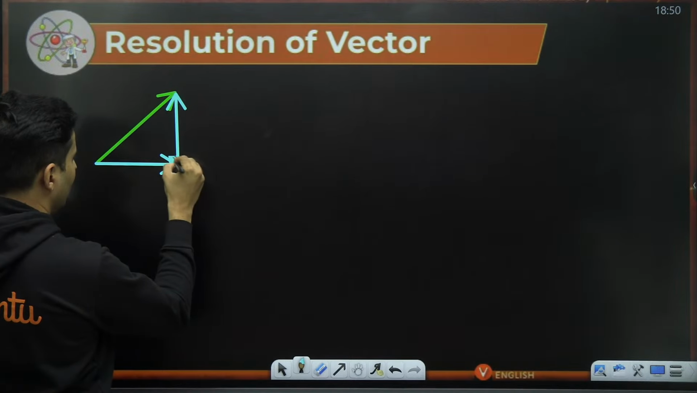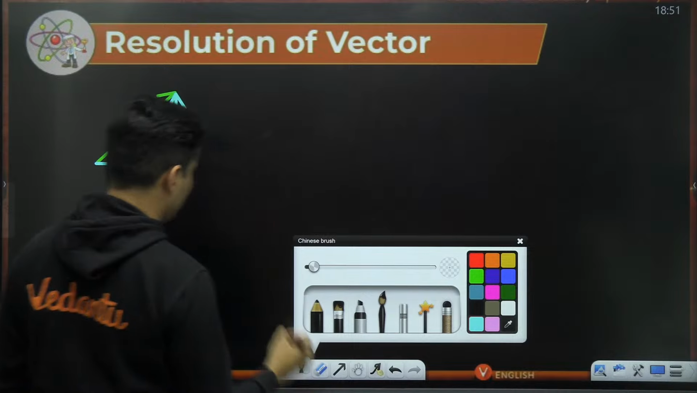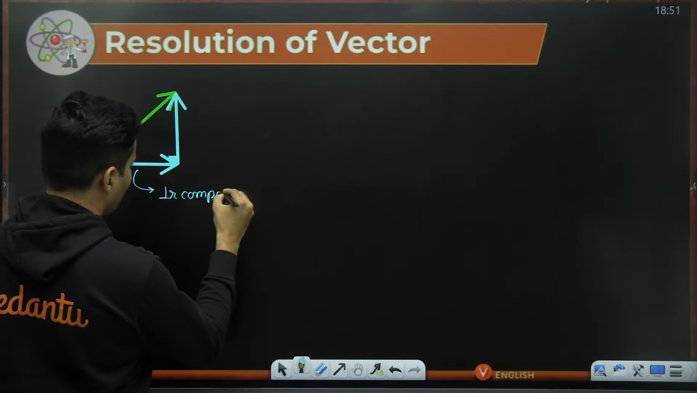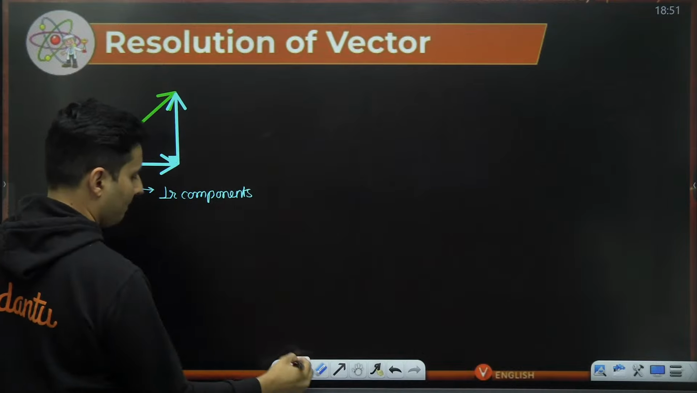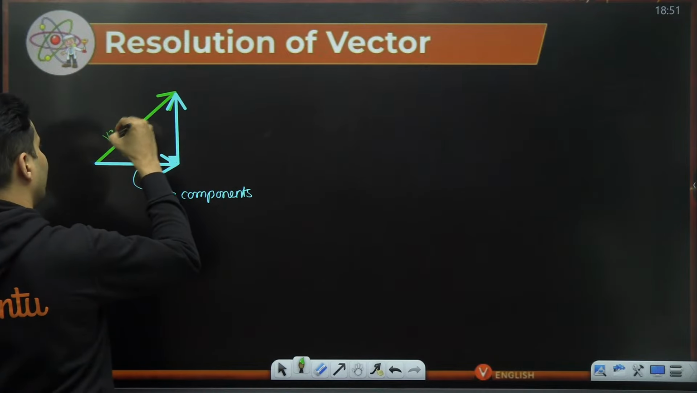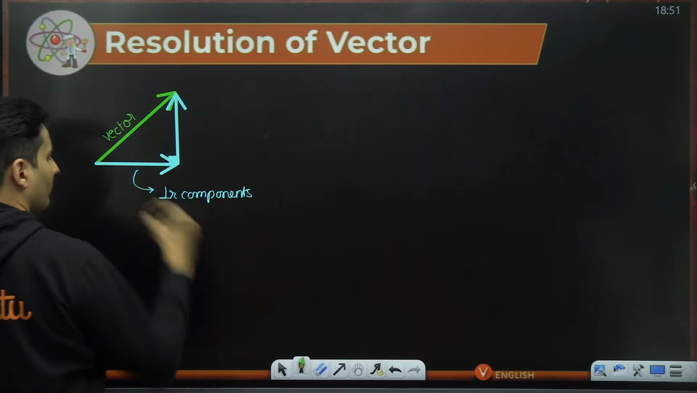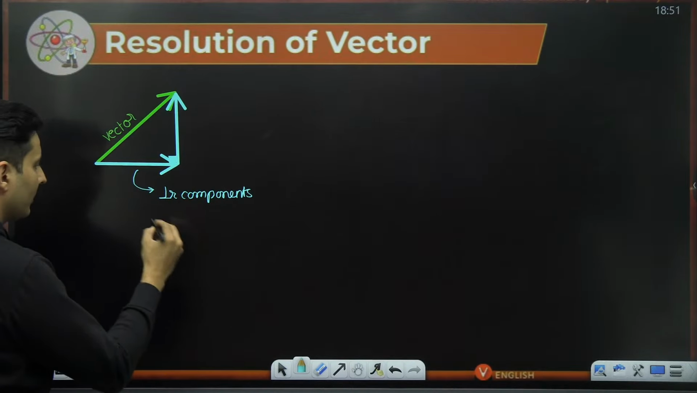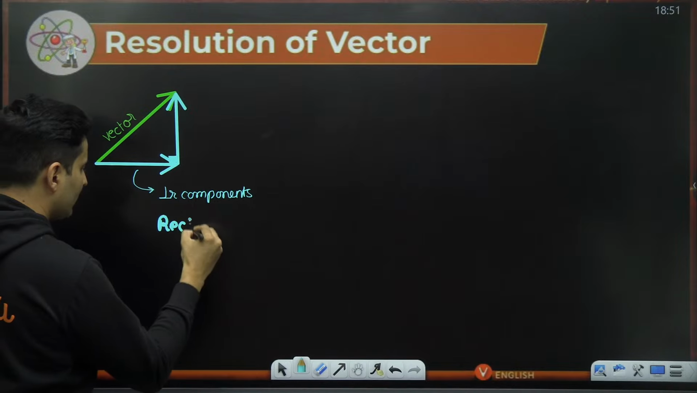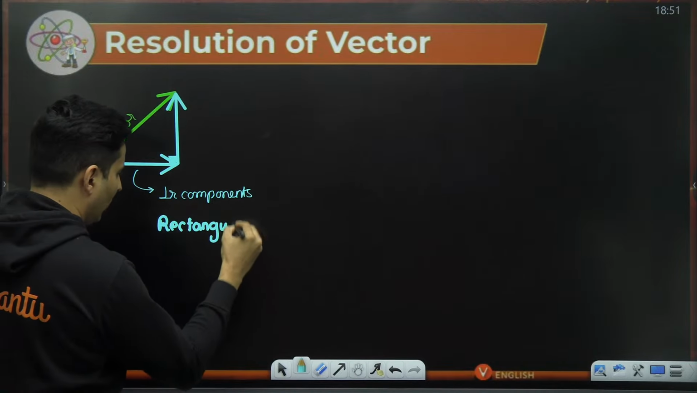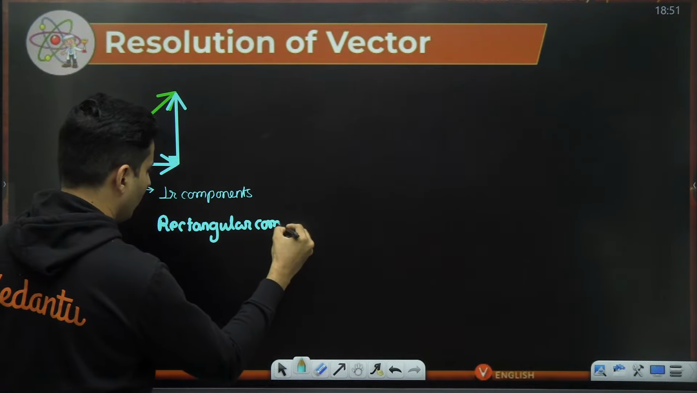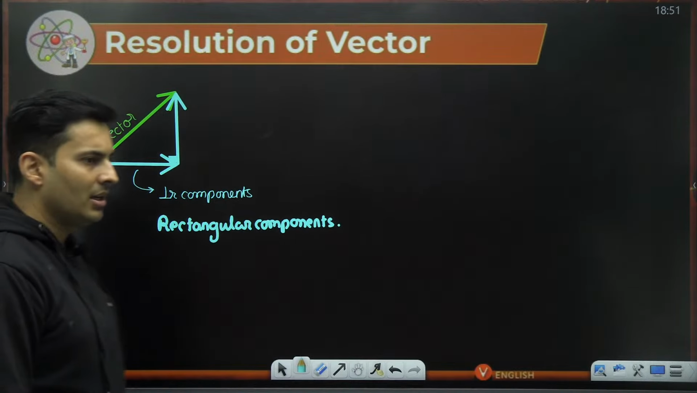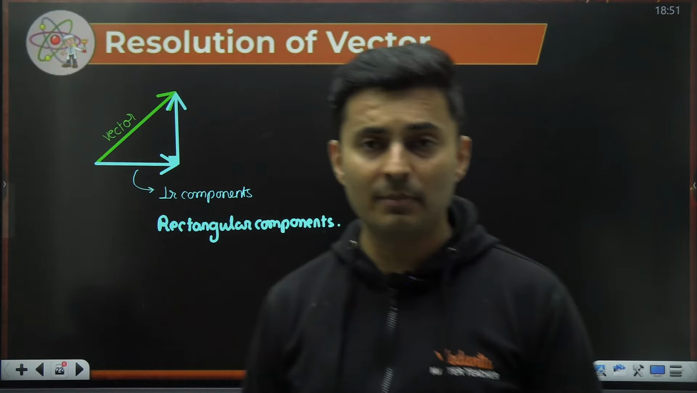Only then, when both the components are perpendicular to each other, so I'll just put it over here: perpendicular components. This is the vector itself. Then these components are called rectangular components. And they have a very, very important role in physics when I split it perpendicular.